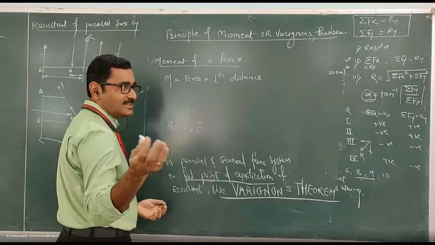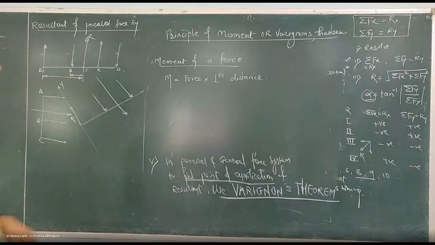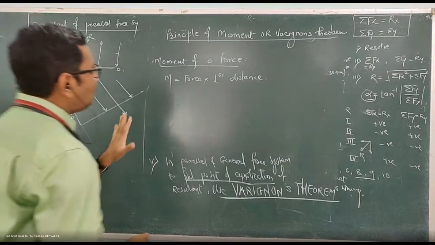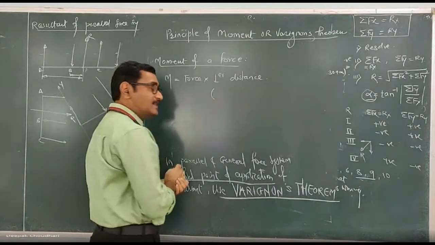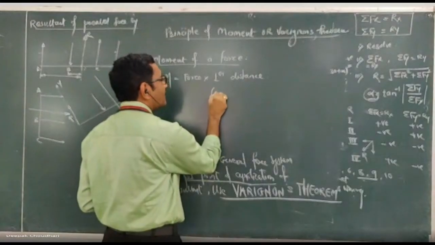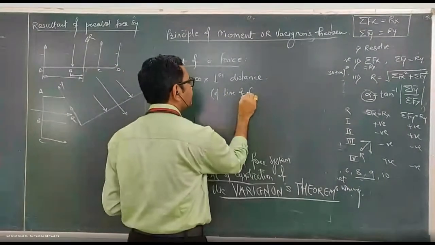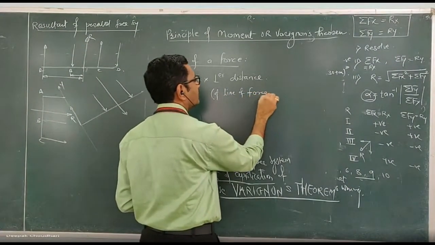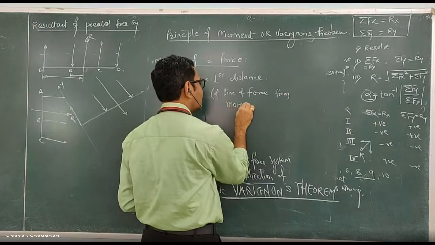Here what somebody said that r cos theta or something like that. Okay, वो हम लोग बाद में study करेंगे. So moment of a force is nothing but a product of the force into perpendicular distance. अभी ये कौन सा perpendicular distance है? It is the perpendicular distance of line of action of force from moment center.